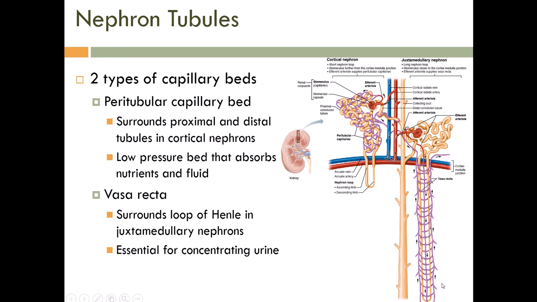The vasa recta capillaries, also low pressure, are not around the convoluted tubules, but around the loops of Henle of the juxtamedullary nephrons, and they are incredibly important for regulating the concentration of our urine, right? So if we're really dehydrated because it's 85 degrees out and we've been working outside in the hot Georgia sun, then when we urinate, we tend to have a very small amount of very dark urine. It's very concentrated. Our body is trying to hold on to as much water as possible so we don't get dehydrated.